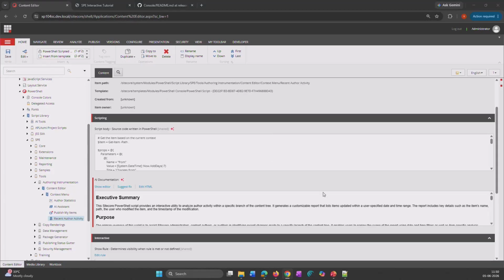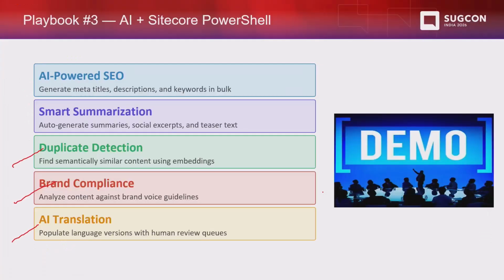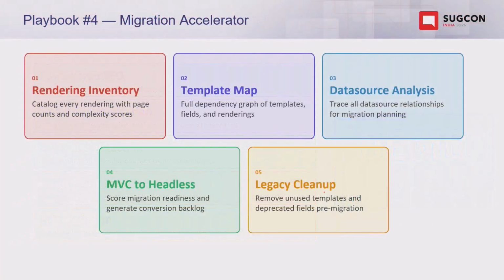Let's move to the PPT again. The fourth playbook is related to migration. Generally, most of the projects we are getting nowadays are related to either an upgrade or a migration. So during the migration time, how can we use the PowerShell scripts here?